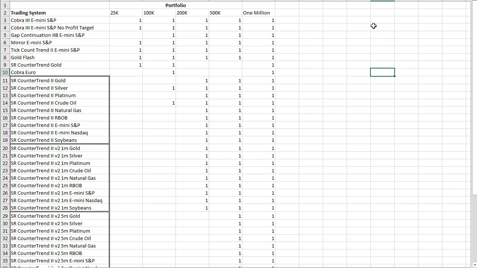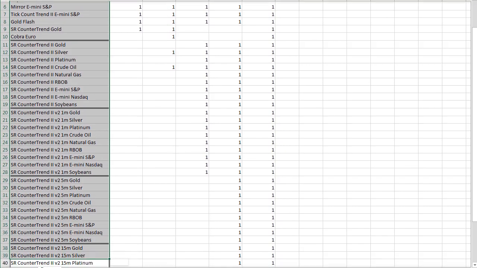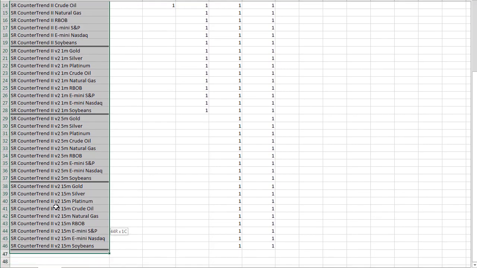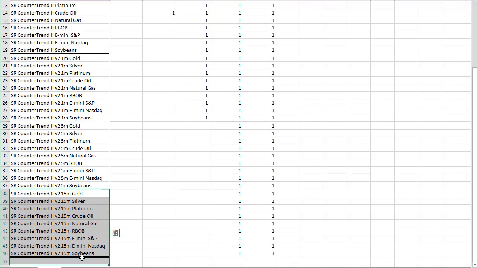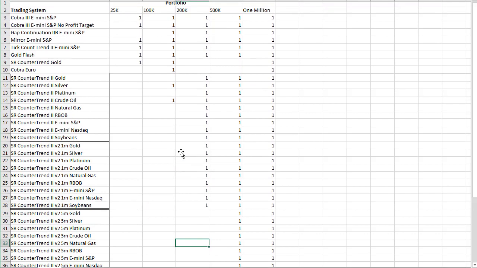We're taking a look at the 200K portfolio today specifically, but here is an allocation in general. You see the list of trading systems over here on the left, and you see the SR counter trend 2 is broken down. Here's SR counter trend 2, and then here's version 2, 1 minute, 5 minute, and then 15 minute. Each one of them trades the same 9 markets, and this is our basic layout.